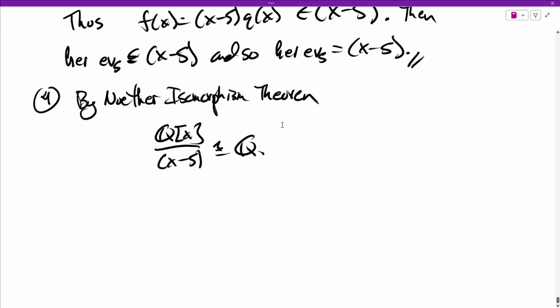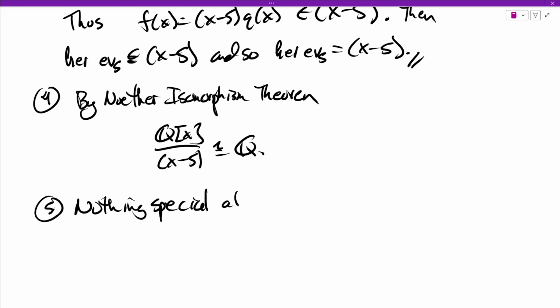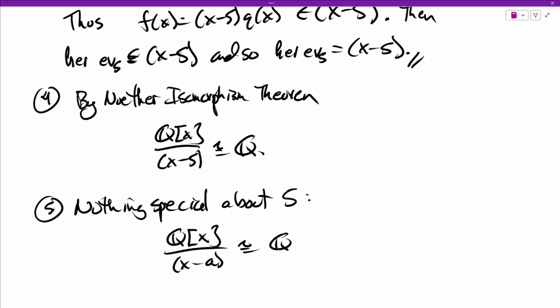So let me just say here, there's nothing special about 5. And there's nothing special about 0 in the previous video. So if you pick your favorite rational number a, and you mod out by the ideal generated by x minus a, you get exactly Q.